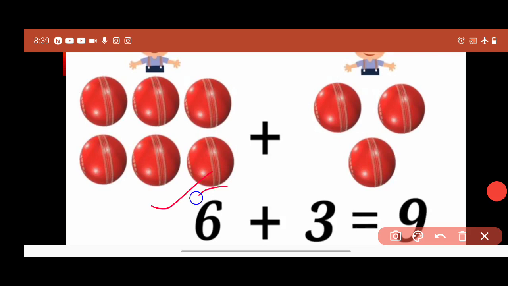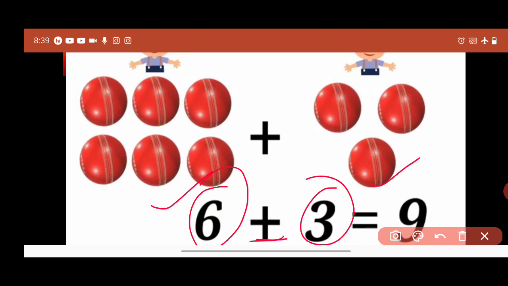The first boy has 6 balls and the second boy has 3 balls. We have to find out the number of balls they have in together, so we will simply add or put a plus sign. So I have put in a plus sign in between them, and now let's add both the numbers. How do you do that? 6 in the mind, and count after 6 till number 3. 7, 8, 9. Yes, so together we have 9 balls.